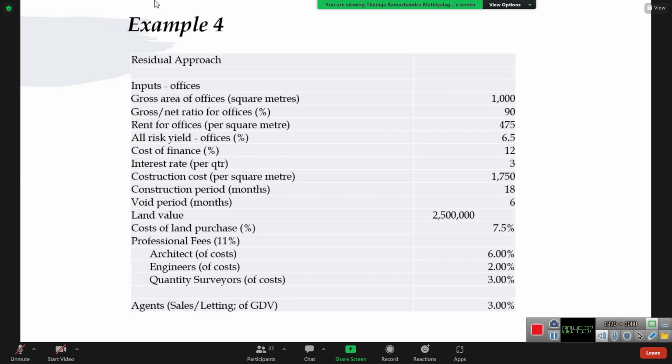Done? Can I have the GDV? We have done four different examples, and all are calculating GDV the same way, right? You should give the answer. I'm not going to do it. At least one person should give the correct answer.